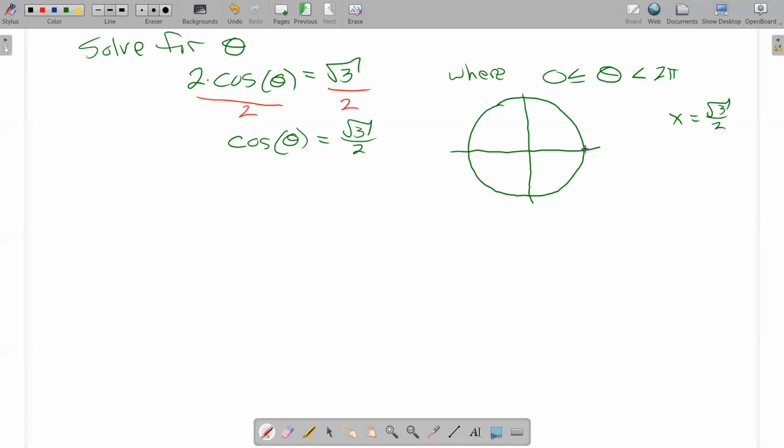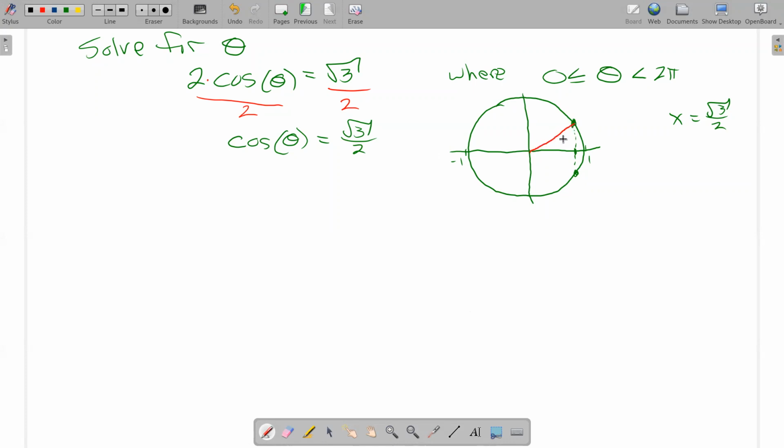On the unit circle, this would be x equals 1, x equals -1. Square root of 3 over 2 is about over here. So that's the x value I want. That x value goes to either that point up there, or it goes to that point down there. So that means I have two possible answers.